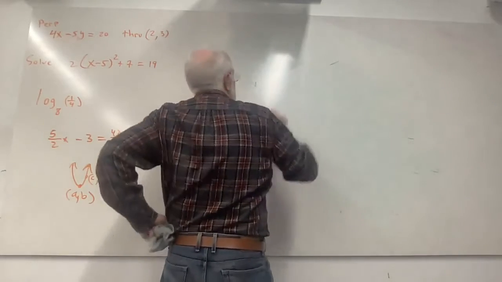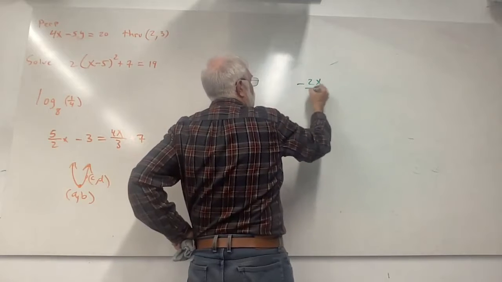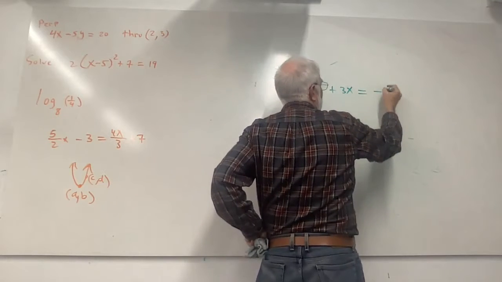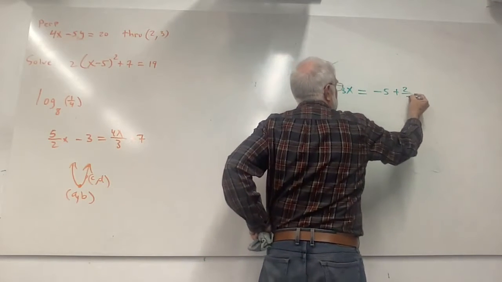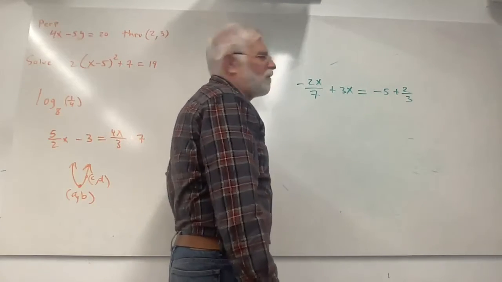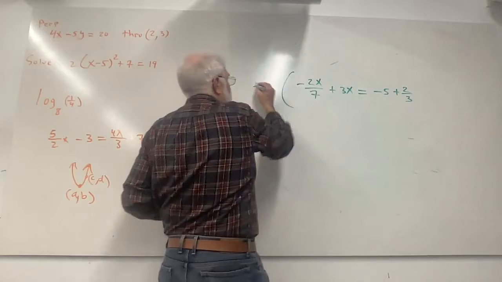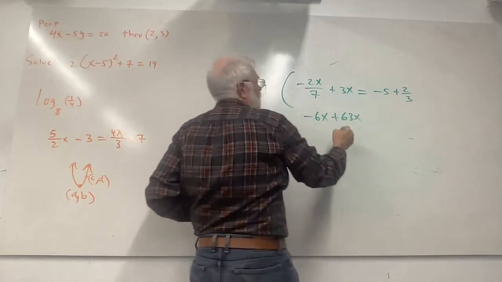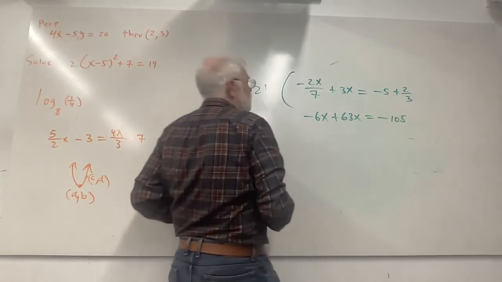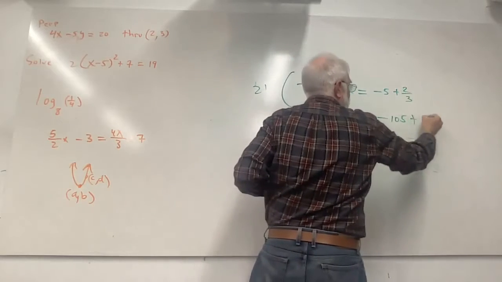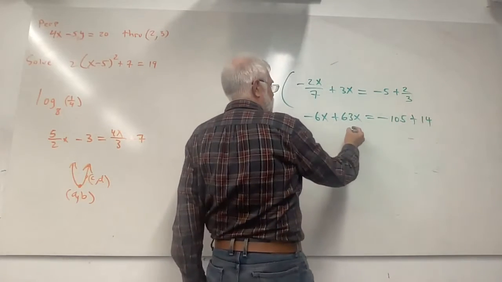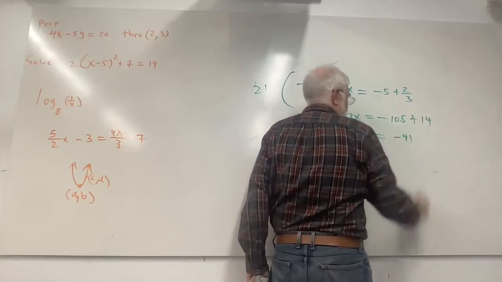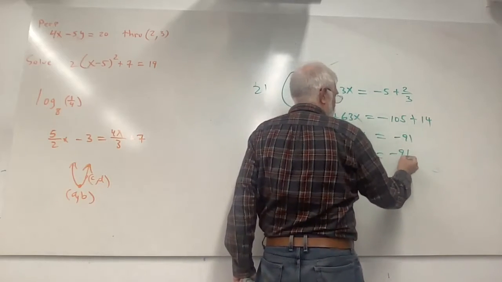Rapid fire, 5 problems. Okay, let's do negative 2x over 7 plus 3x equals minus 5 plus 2/3. All right, so nice thing to do here is get rid of the fractions. I see a 3 and a 7, I'm going to multiply by 21. So I should get minus 6. I should get 63x. I should get minus 105. You're taking more time with this. And 3 goes into 21, 7 times 2 is 14. Oh, good. There's no fractions anymore. So this is 57x. And that's going to be minus 91, I believe. Yeah, that's right. So x is equal to minus 91 over 57.